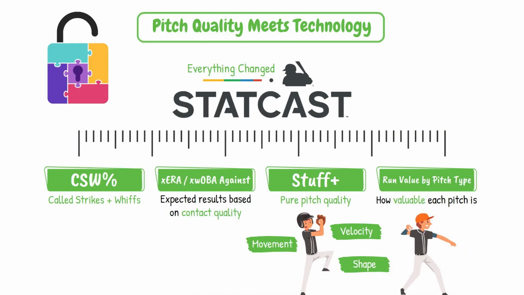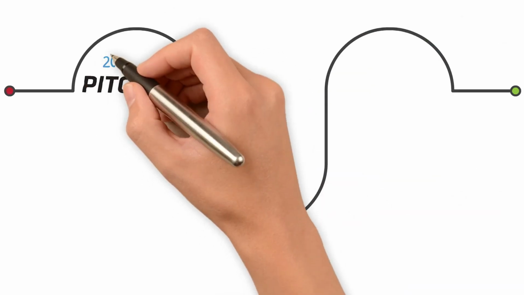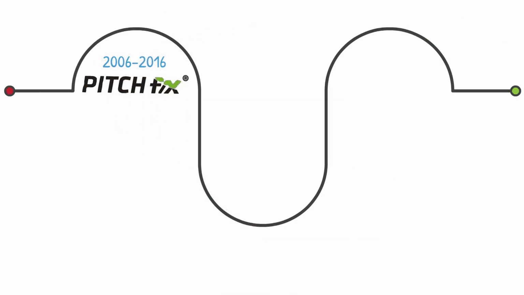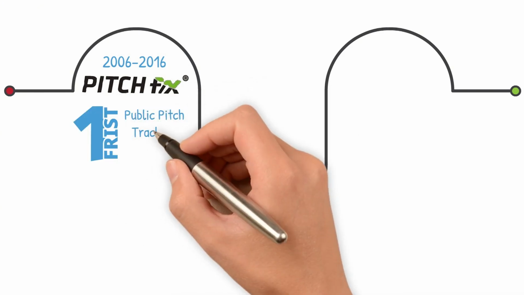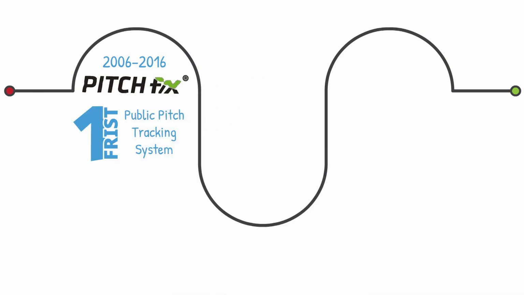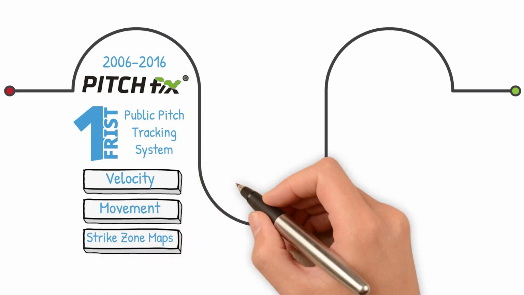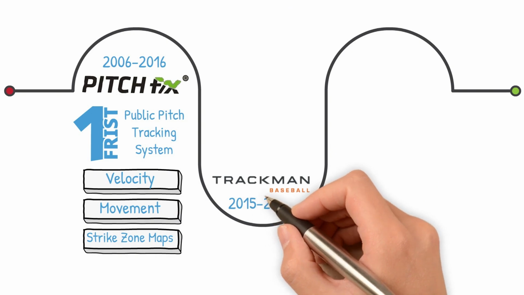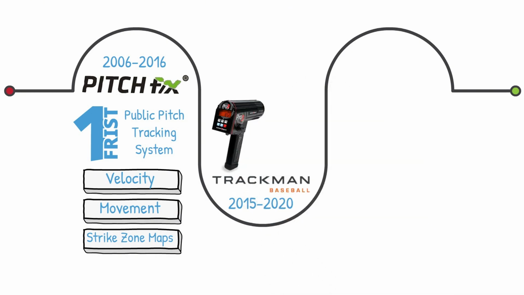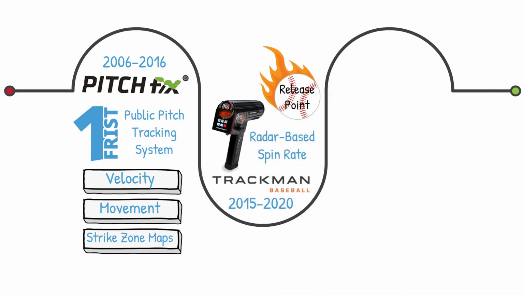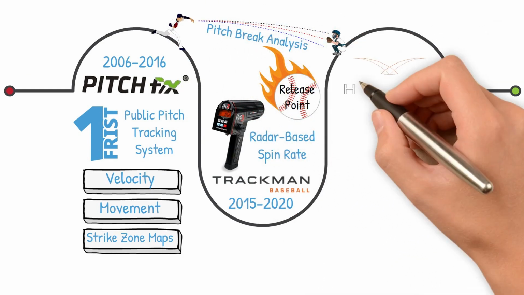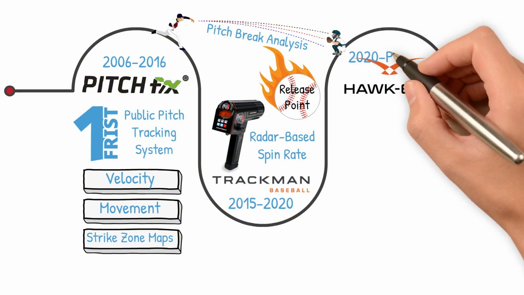This unlocked the modern era of pitch modeling, breaking into this new pitch tracking age. It started with PitchFX in 2006, which ran all the way to 2016, which was the first public pitch tracking system. It gave us the ability to track pitch velocity, movement, and where each pitch crossed the strike zone. And then we upgraded to TrackMan in 2015 through 2020, which brought radar-based spin rate, release point, and more accurate pitch break analysis into the mix.